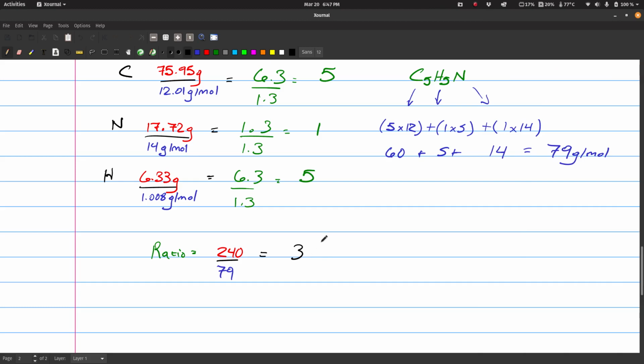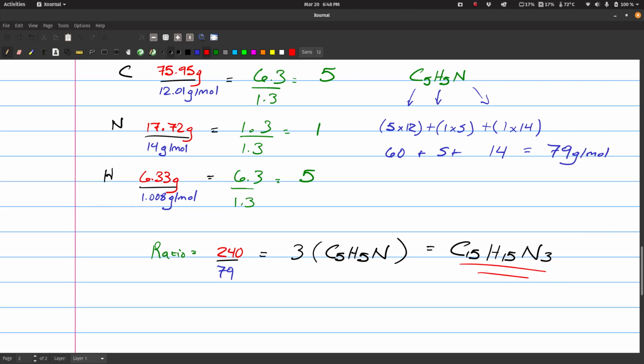So we're going to take this number and multiply it by our empirical formula, C5H5N. And then our final answer is going to be C15H15N3. And this is our final answer.